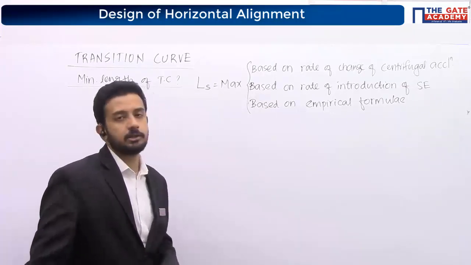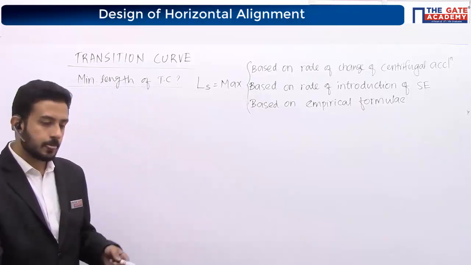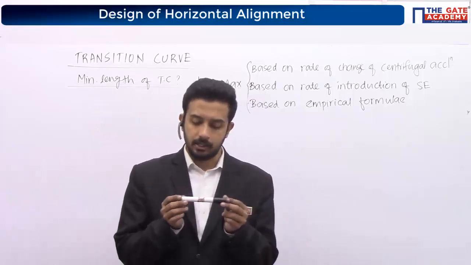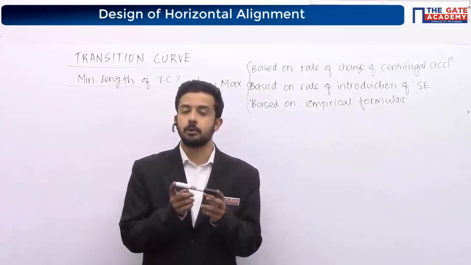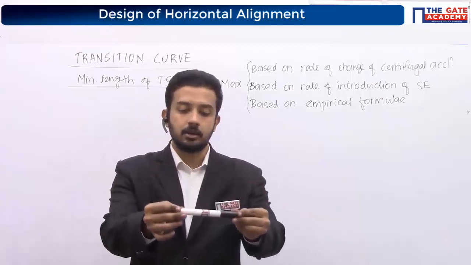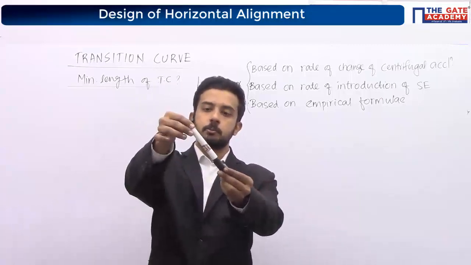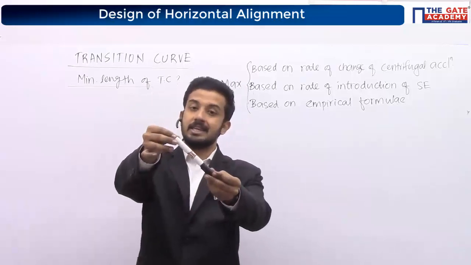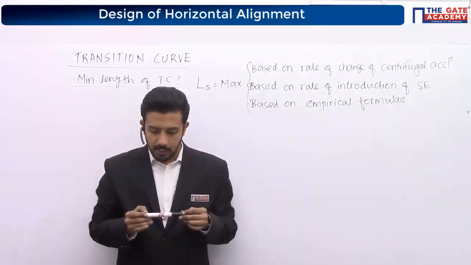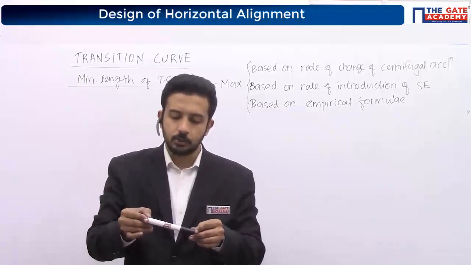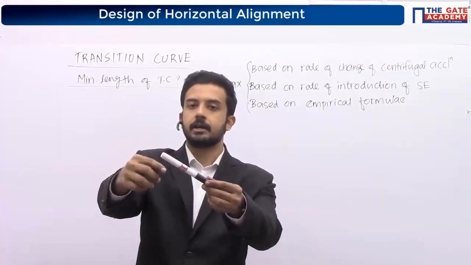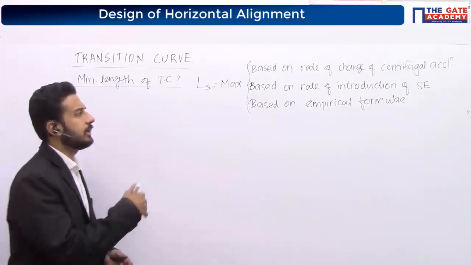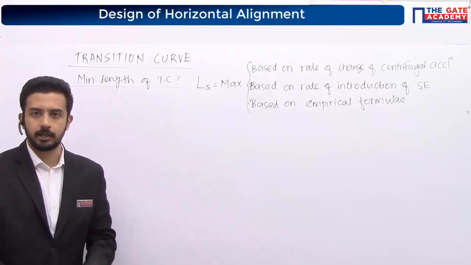See, what do you mean by rate of introduction of super elevation? I told you, on the straight road we are not having any super elevation. But whenever we are reaching the circular curve, we need a super elevation like this. Here it is 0, but on the circular curve it is something like this, E value. So what you have to do is gradually introduce the super elevation, so that whenever we reach the curve, we have the proper value of super elevation. Understand? That is what you mean by rate of introduction of super elevation.